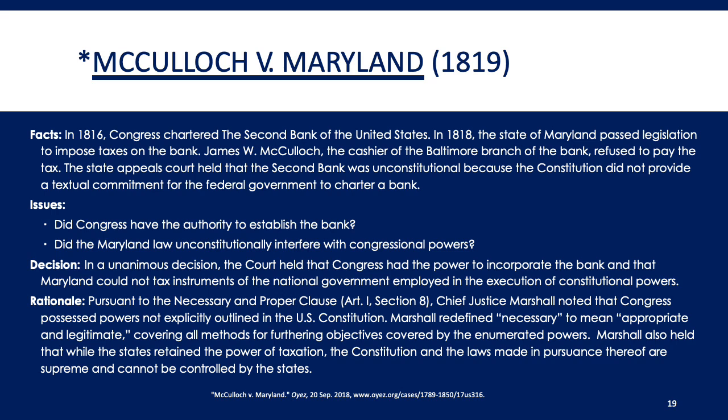And so there was a bank cashier, McCulloch, who refused to pay the taxes. And the question was, did Congress have the authority to establish a bank? And did Maryland interfere with congressional powers? And so what was decided was that the court held that Congress had the power to incorporate the bank, and that Maryland could not tax instruments of the national government employed in the execution of constitutional powers.